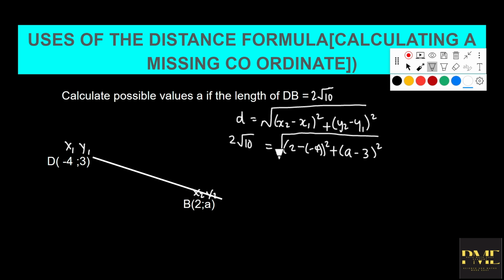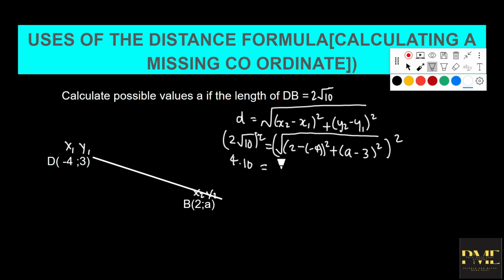At this stage I want us to get rid of our root signs. So we're going to square both sides. 2 root 10 all squared is equal to 4 times 10, because by our laws of exponents, the exponent applies to both the 2 and the root 10. So 2 squared is 4, and root 10 squared is 10. Hence squaring this gives 4 times 10.